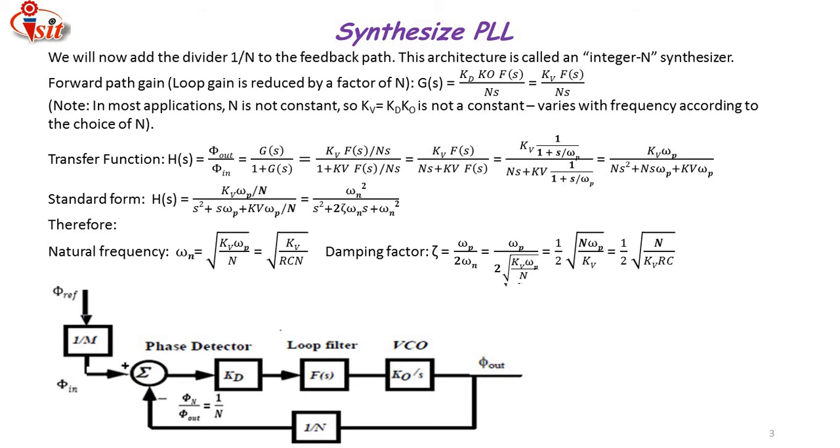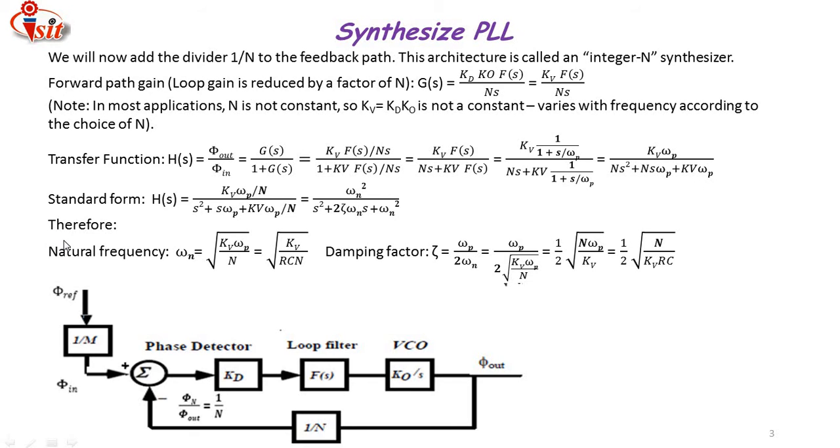Then the transfer function, H(s) = φout/φin = G(s)/(1 + G(s)) = Kv F(s) / N divided by 1 + Kv F(s) / N. Kv is equal to the loop gain. Kv F(s) = Kv divided by 1 + s/ωp, which gives Kv ωp divided by s² + N s ωp + Kv ωp.